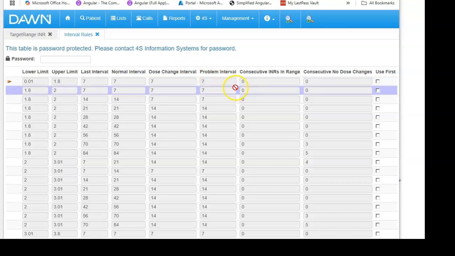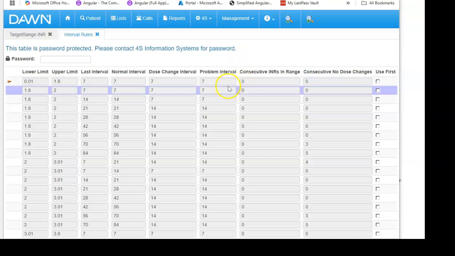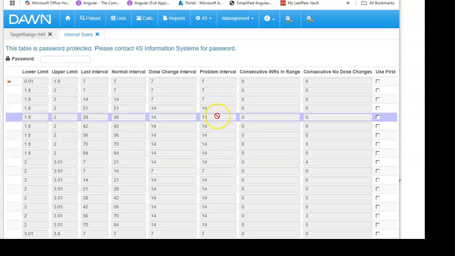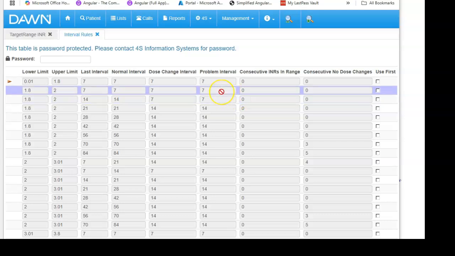Problem interval is pretty much obsolete now. You can mark a patient as a problem patient on their treatment plan, and it would just mean that this interval applies instead of the normal interval. Now we have a max interval that you can apply per patient and you can configure. That's pretty much overridden the need for this.